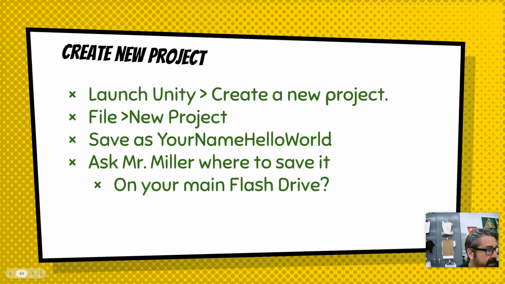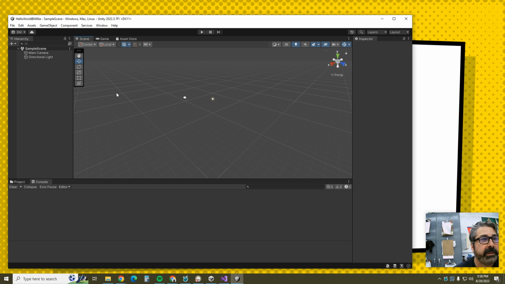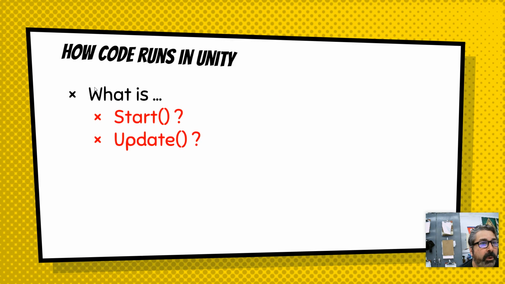All right, it took a long time, but I finally got it open. So here it is. This is what it's going to look like. We have a sample scene. It created a scene for us. We don't have a whole lot in here yet. Let's see what the spiel is going to have us do next. All right. How code runs in Unity.